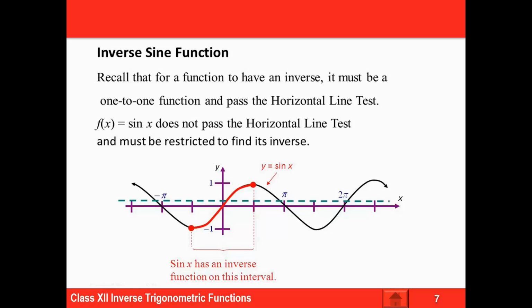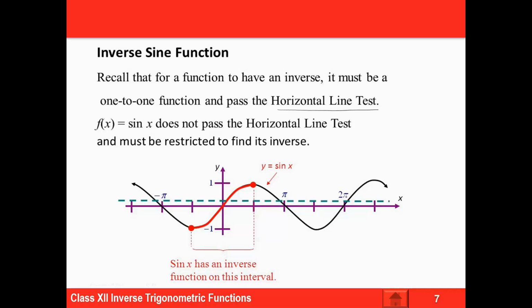Now, as we already discussed, a function is invertible only if it is 1-1 and onto. Or you can say we can check whether the horizontal line test will pass or not. What is the horizontal line test? If we draw a horizontal line, and it intersects the graph at only one point, then the function is said to be invertible, or 1-1 basically.